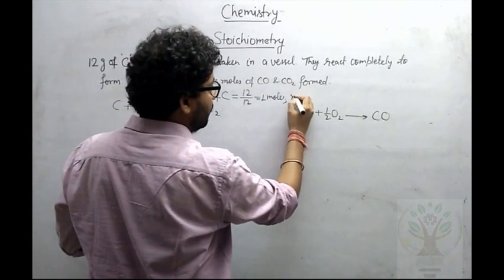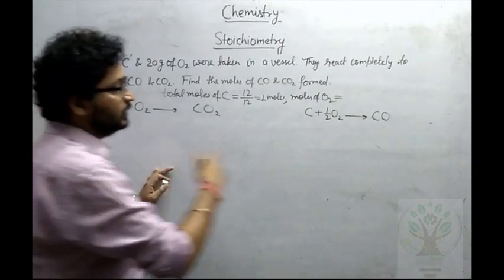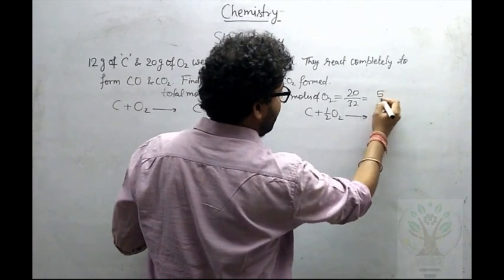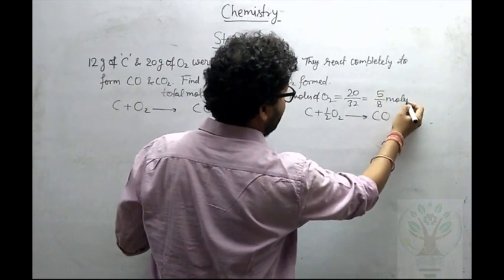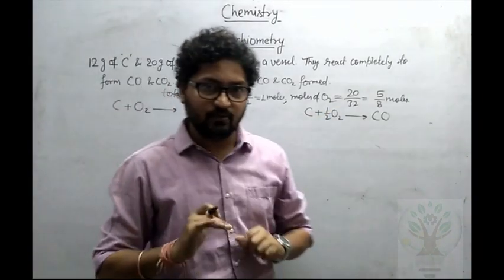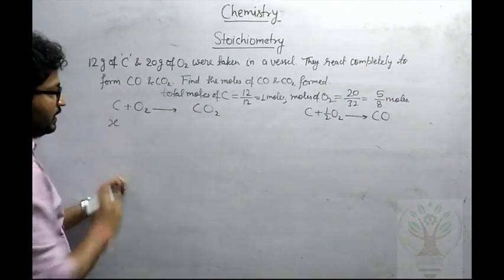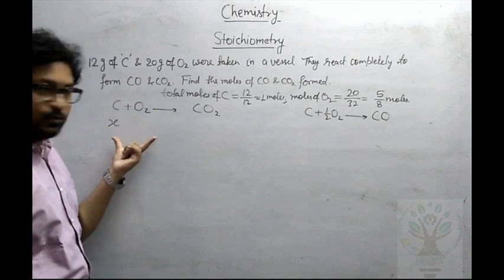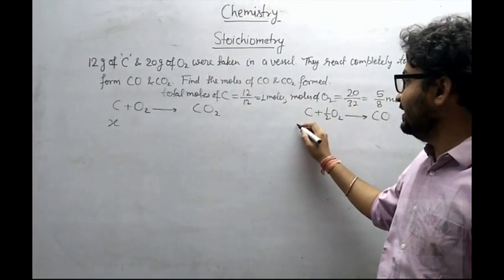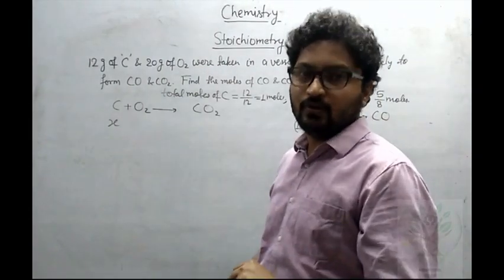Now, how much moles of O2 we have? Moles of O2 is equal to how much? It is 20 divided by 32. Means 5 by 8 moles. You can see this thing. 20 by 32 means 5 by 8 moles. Okay. Now let's assume the X moles of carbon are reacting in this reaction. So how many moles of carbon will be reacting here? 1 minus X moles. Now pause the screen and try this question on your own.